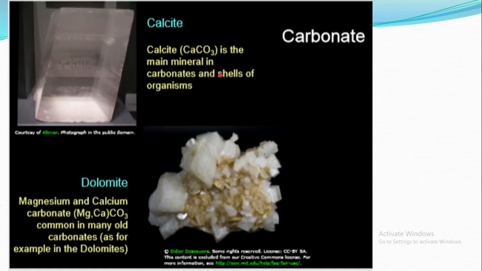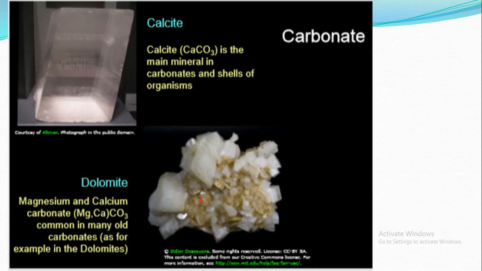Some of the calcite forms the shells of organisms. The bone, teeth, they are composed of calcite. So it is mainly composed of calcium carbonate. Then related to this is one mineral, dolomite. It is composed of magnesium and calcium. So dolomite consists of both magnesium and calcium, and calcite consists of calcium carbonate. Dolomite is more or less similar to calcite, but because of the presence of some magnesium, it is a little bit dark in color.